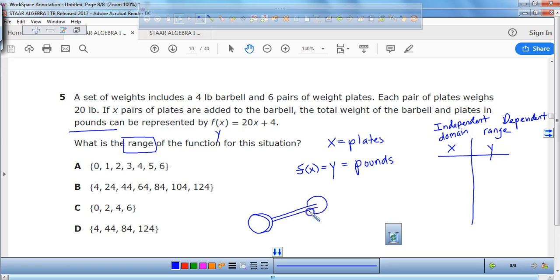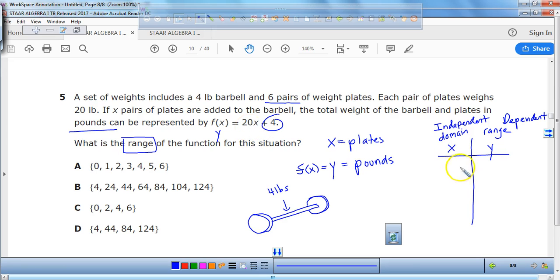Hopefully you can see that we have a barbell right here. Okay, now the barbell by itself weighs 4 pounds. Okay? So that's the 4 pounds. That's where this comes in. That's the 4 pounds. Now each pair of weights adds an additional 20 pounds.